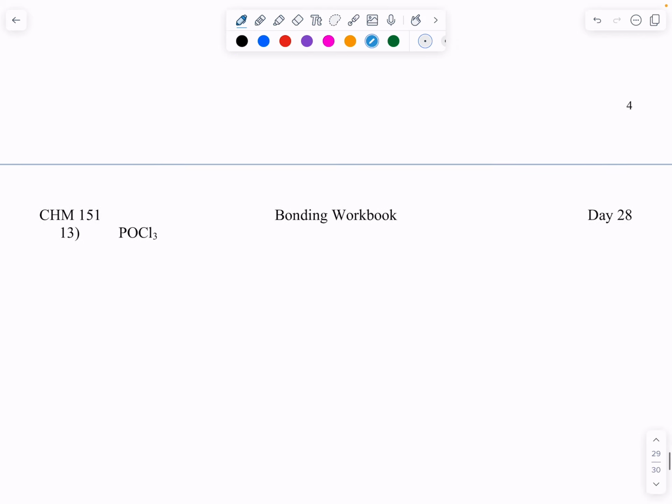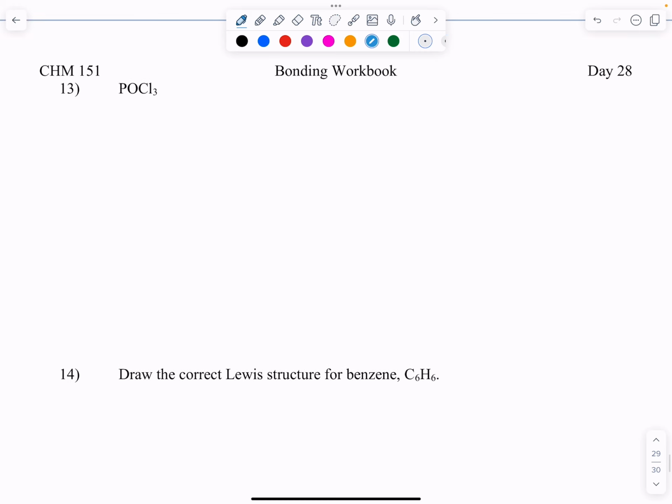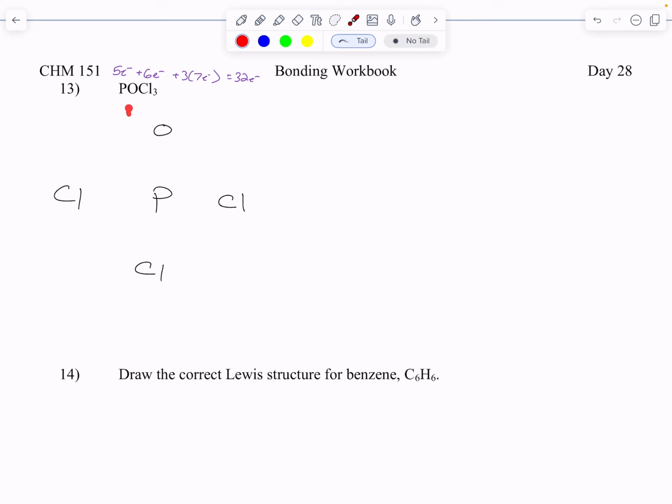Let's see next. All right, POCl3. We'll do this one, and then we'll go and do some other ones. I have 5 plus 6 plus 3 times 7. So that's 32 electrons, right? P's in the middle. O, Cl, Cl, Cl. Little side note here: a lot of people put oxygen in the middle, but just because it's written in the middle doesn't mean it is the central atom. Here, P is the central atom.